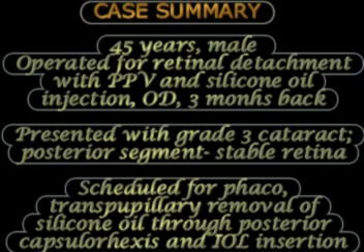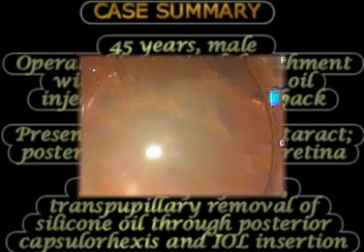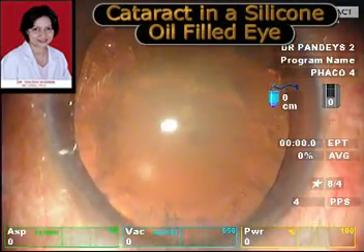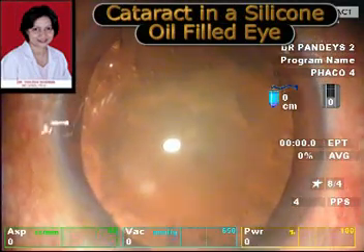Now in this particular case, this was a 45-year-old male who was operated for retinal detachment and had undergone a vitrectomy with silicone oil injection about 3 months ago in the right eye, and he then presented with grade 3 cataract. The posterior segment was stable, the retina was attached, and there was no problem in the retina. So he was scheduled to undergo a phacoemulsification along with the transpupillary removal of silicone oil through the posterior capsular axis and IOL insertion. Now this is the posterior subcapsular cataract in a silicone oil filled eye.